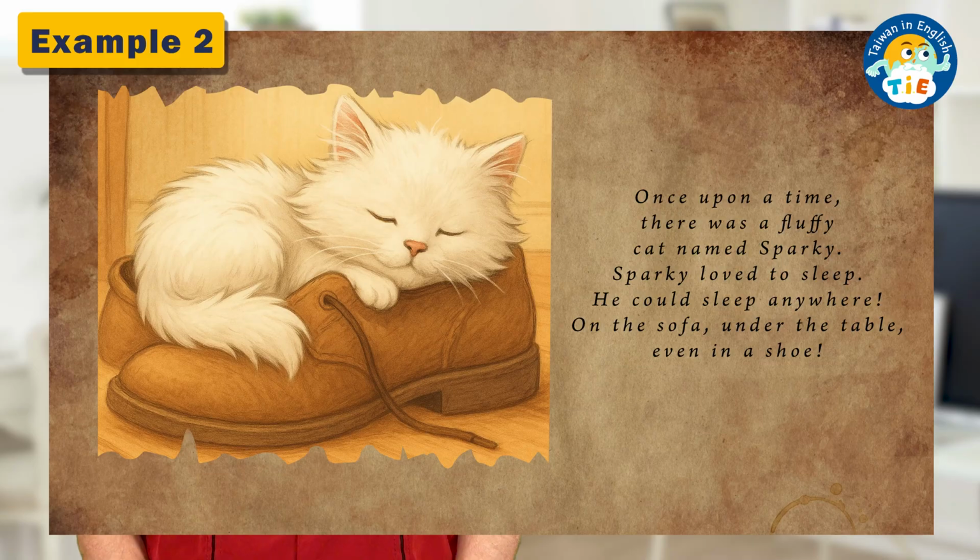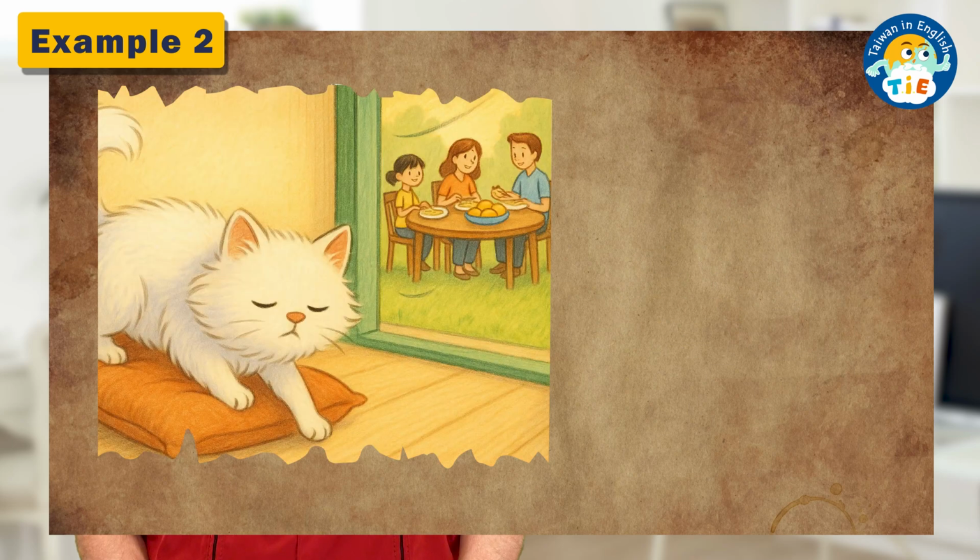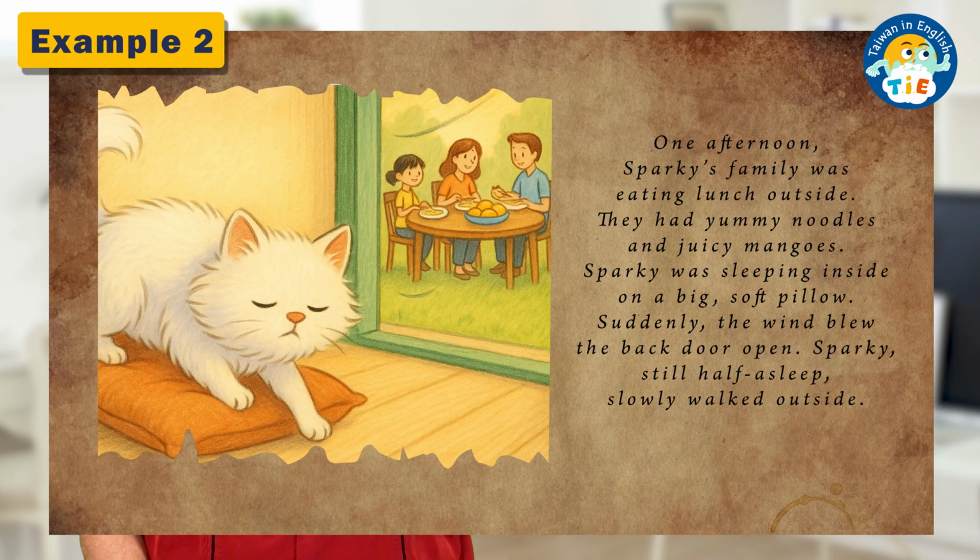Once upon a time, there was a fluffy cat named Sparky. Sparky loved to sleep. He could sleep anywhere, on the sofa, under the table, even in a shoe. One afternoon, Sparky's family was eating lunch outside. They had yummy noodles and juicy mangoes. Sparky was sleeping inside a big, soft pillow. Suddenly, the wind blew the back door open. Sparky, still half asleep, slowly walked outside.